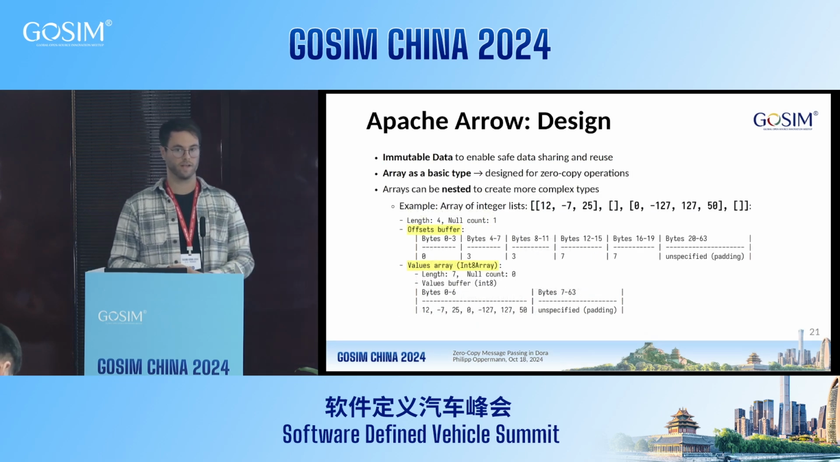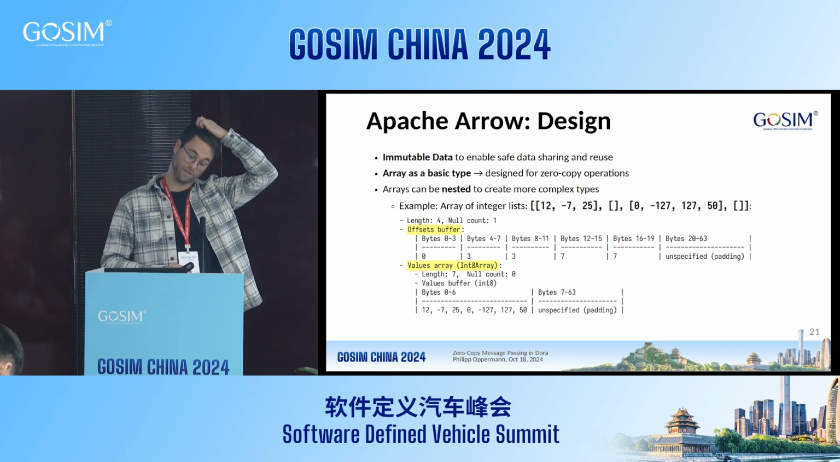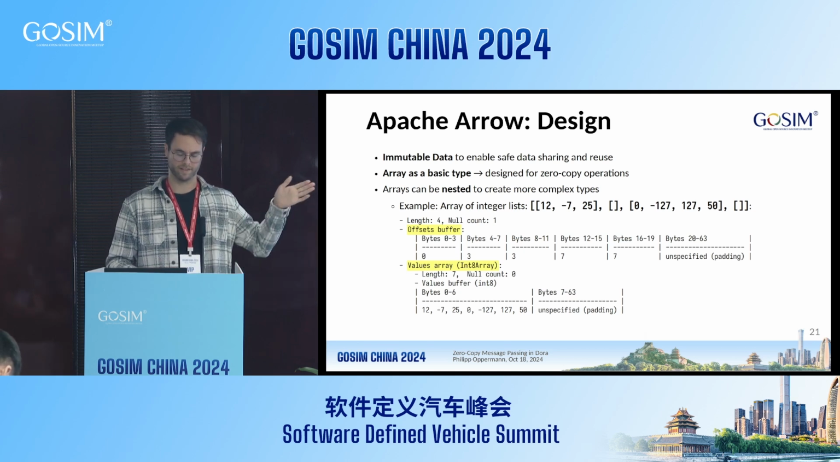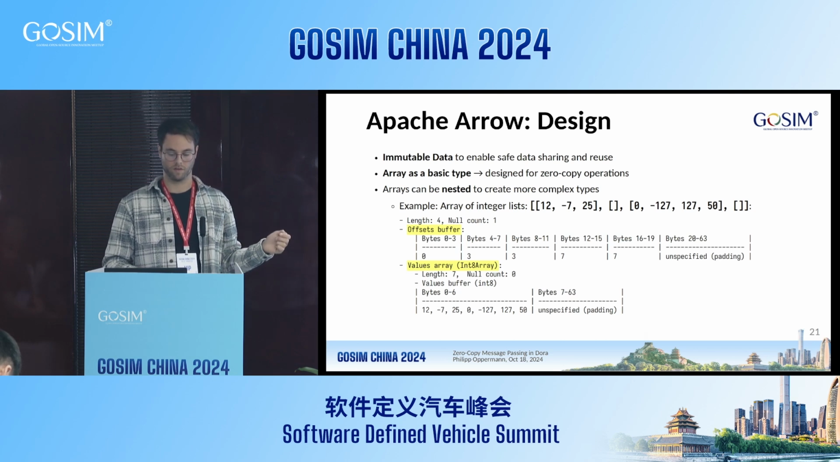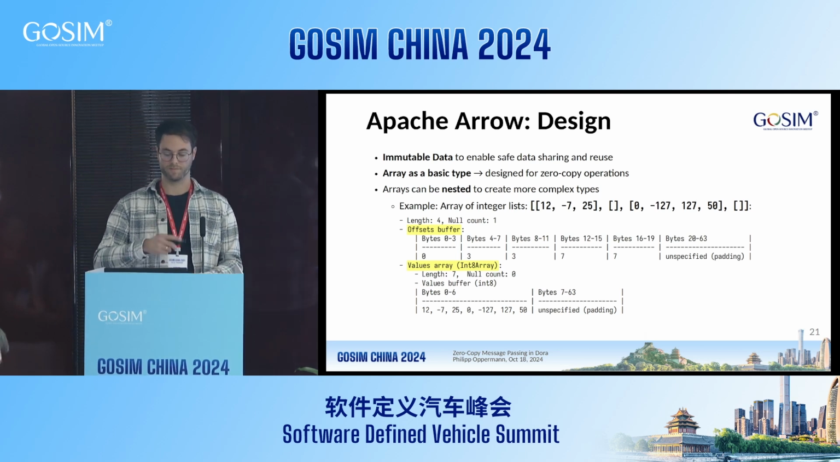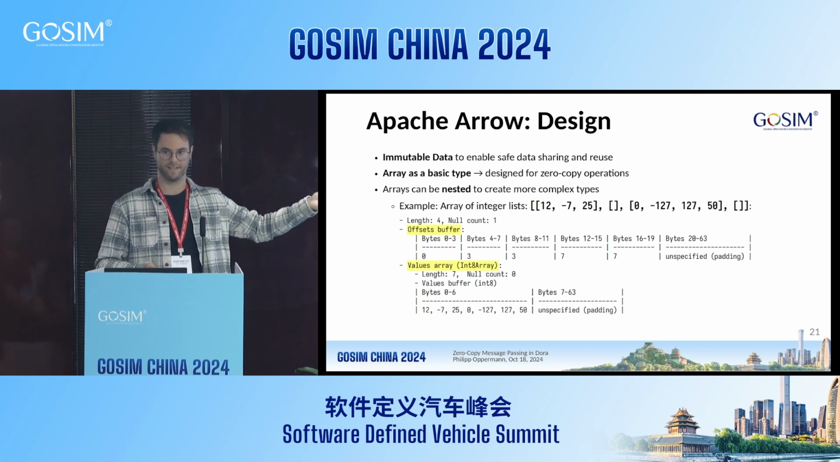And you can also nest arrays to create more complex types. So you can create an array of lists. For that, the data format would be that you have a child array that contains all the integers without any separation. And then you have an offsets buffer that specifies the start offset and the boundary offsets. So the first list starts at offset 0, and the first boundary offset is 3. So the first array goes 0 to 3. The next boundary address is 3 again. So the second array goes from 3 to 3. So it's the empty array, and so on.